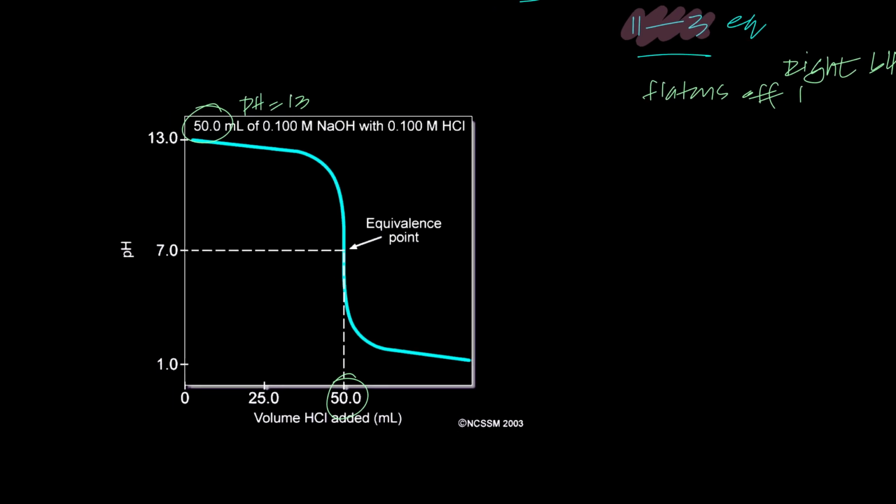And they'll say mark the equivalence point for strong acid and strong base. The equivalence point is right here at pH 7. That's it. How easy is this? Now, the tricky part starts to come into play when you start to mingle around with this, right?